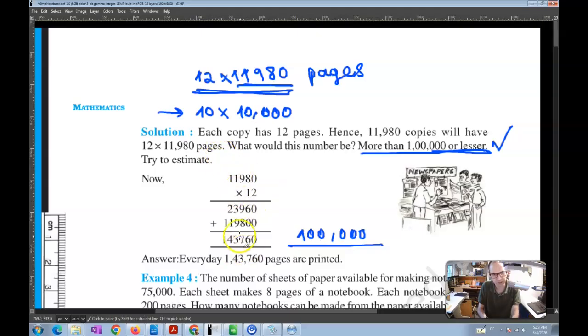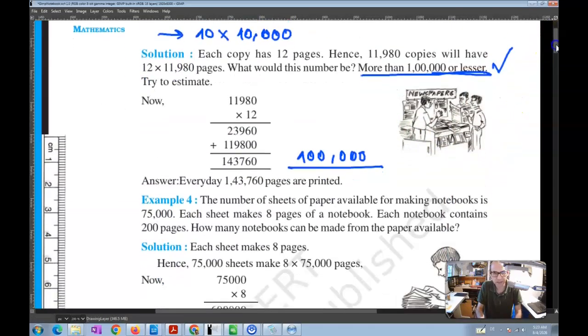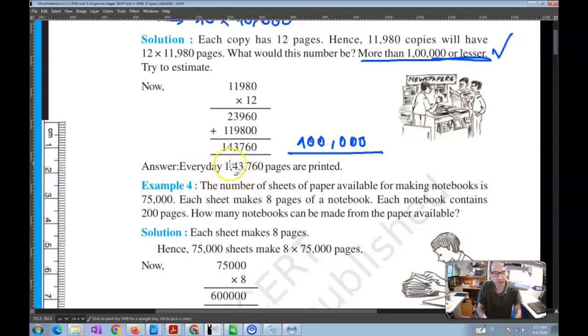And you can see that they have done the operation over here, and the answer is 143,760. So in this town, every day, 143,760 pages are printed, or you could also read that as 1,43,760 in the Indian system of numeration.